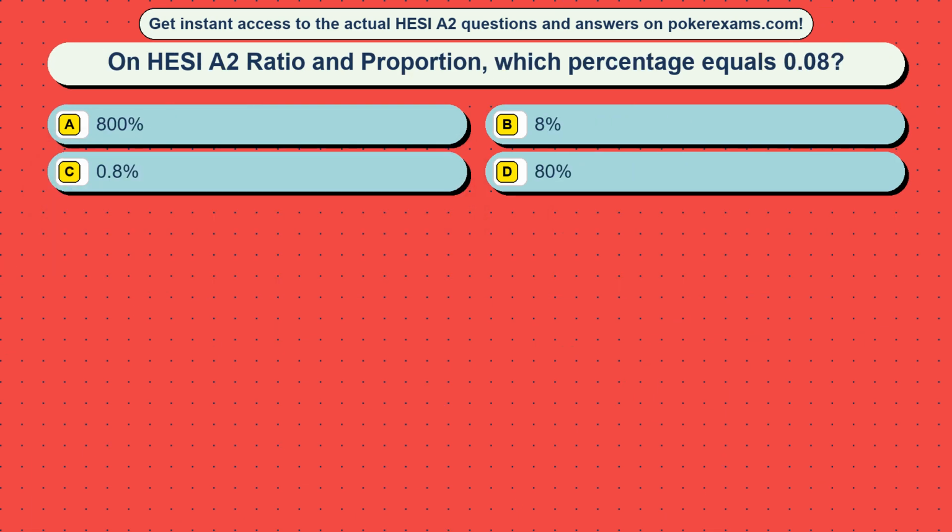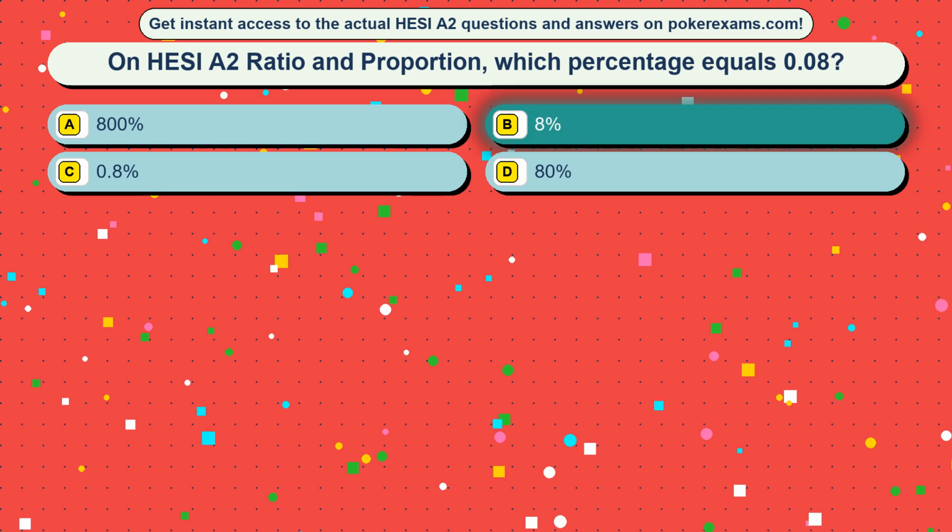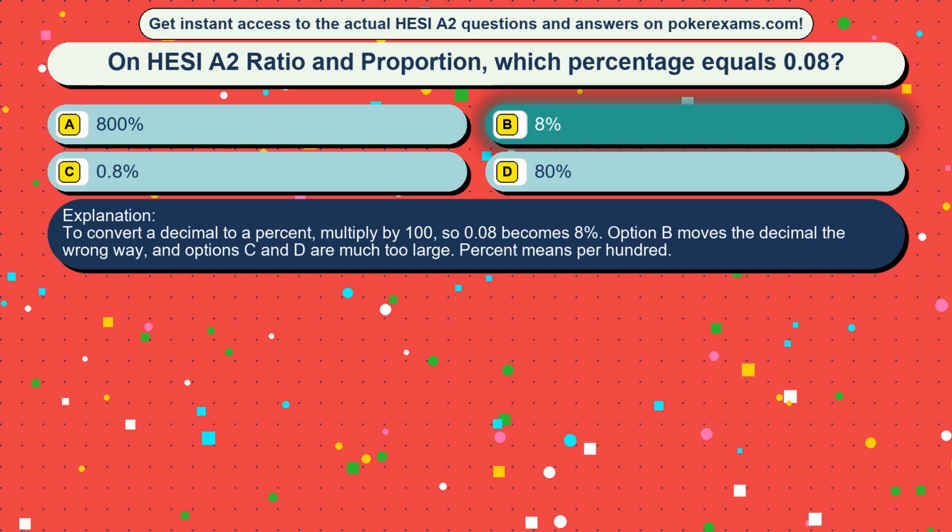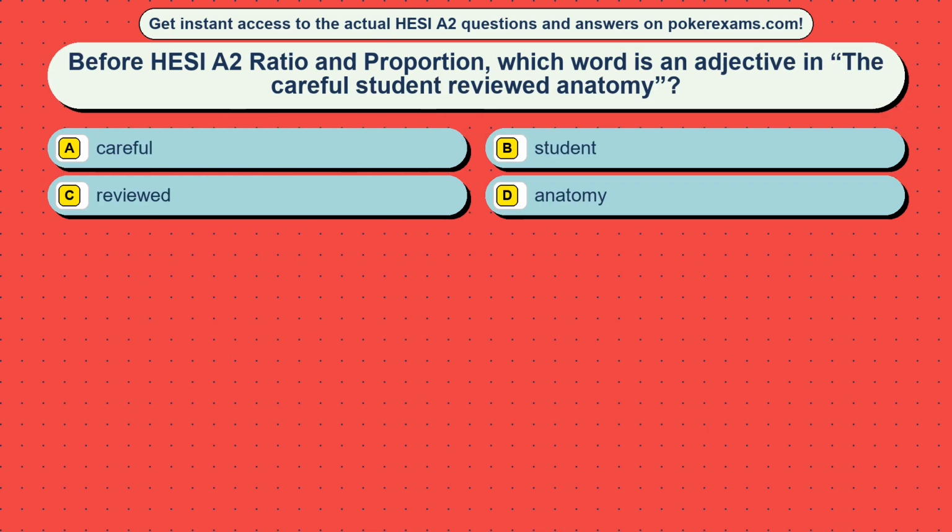Question 44. On HESI A2 ratio and proportion, which percentage equals 0.08? Option A, 800%. Option B, 8%. Option C, 0.8%. Option D, 80%. The correct answer is option B, 8%. To convert a decimal to a percent, multiply by 100, so 0.08 becomes 8%. The other options move the decimal the wrong way or are much too large. Percent means per hundred.